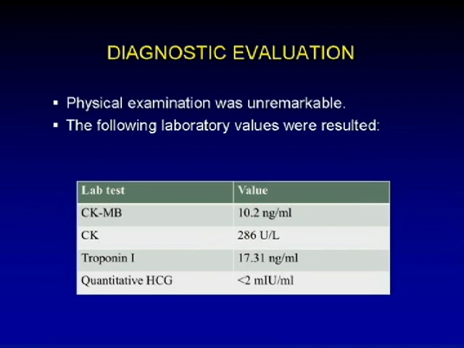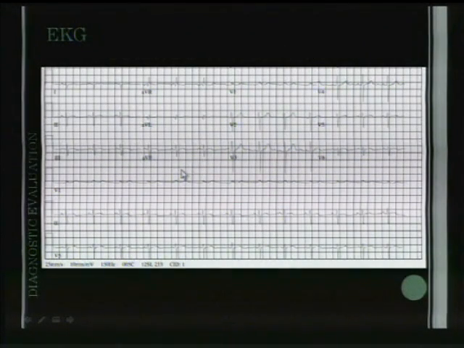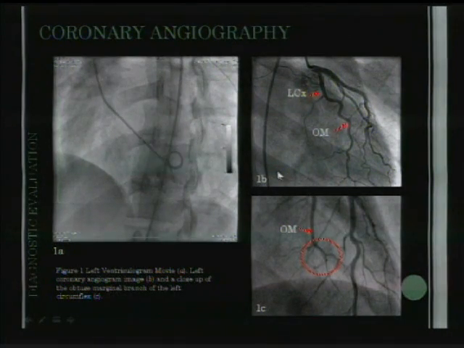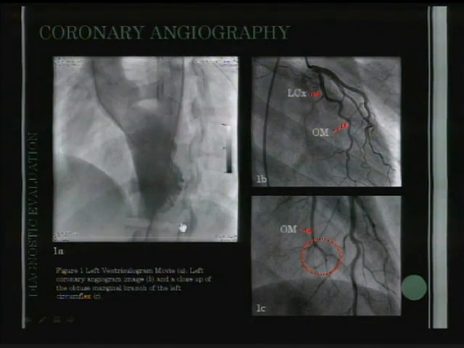The physical examination was largely unremarkable. The following laboratory values were yielded. She had elevated cardiac enzymes and a negative pregnancy test. Her EKG did not show an ST elevation and showed nonspecific T-wave changes in the lateral leads. Because she was presumed to have a non-ST elevation MI, she was taken to cardiac catheterization.